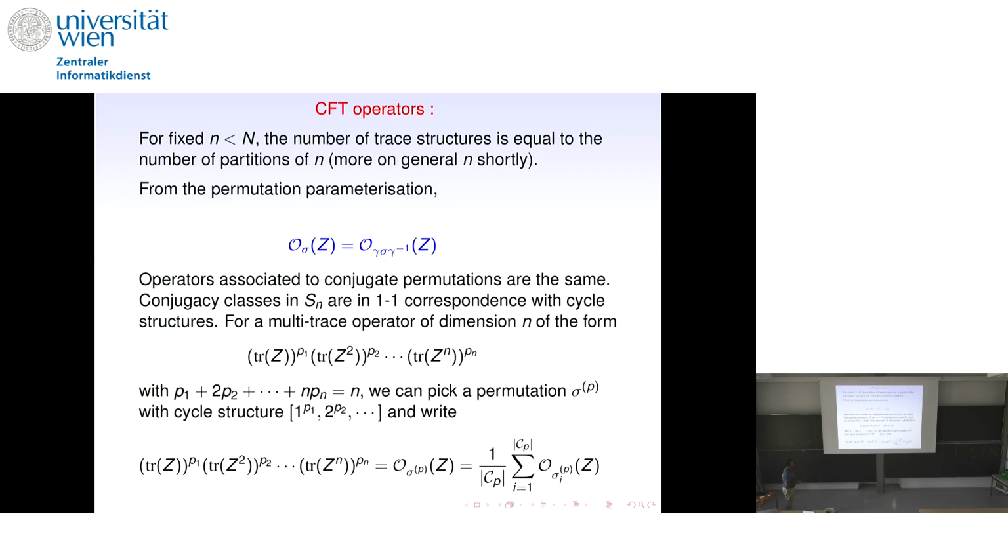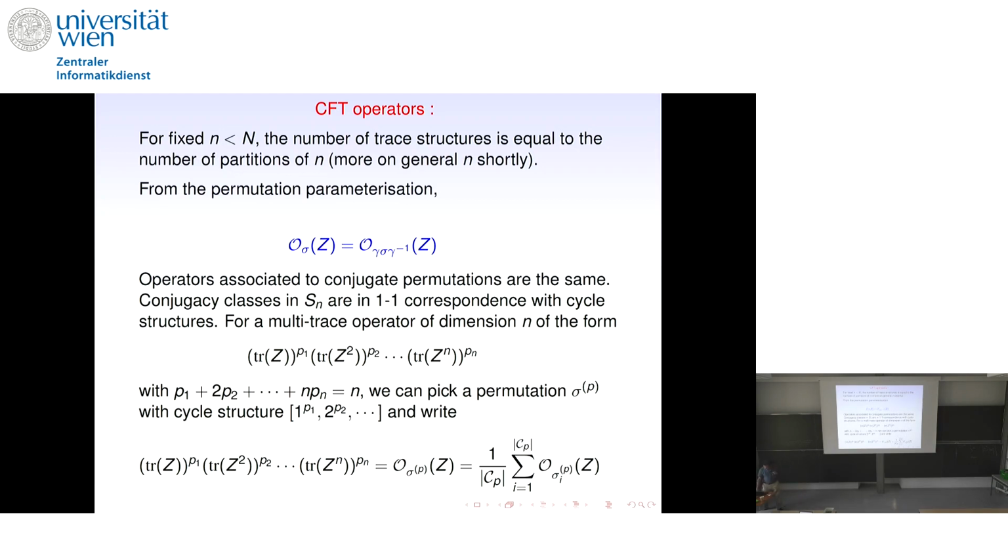Great. But you could have picked any one of the permutations with that cycle structure. So because you could have picked any one of them, you could actually sum over all of them. Any of the permutations with that cycle structure, you could sum them all up and divide by the number of permutations with that cycle structure. So already you see some very interesting structure here. Sums over permutations with some weight.